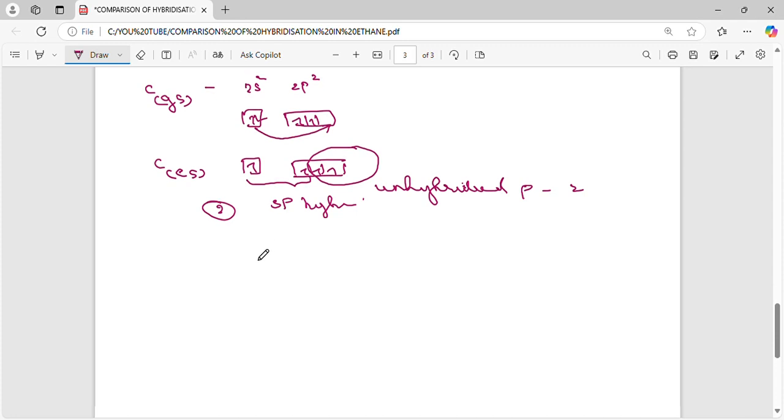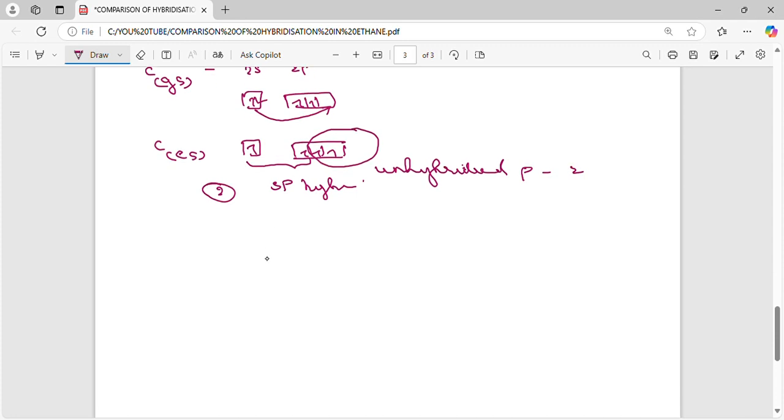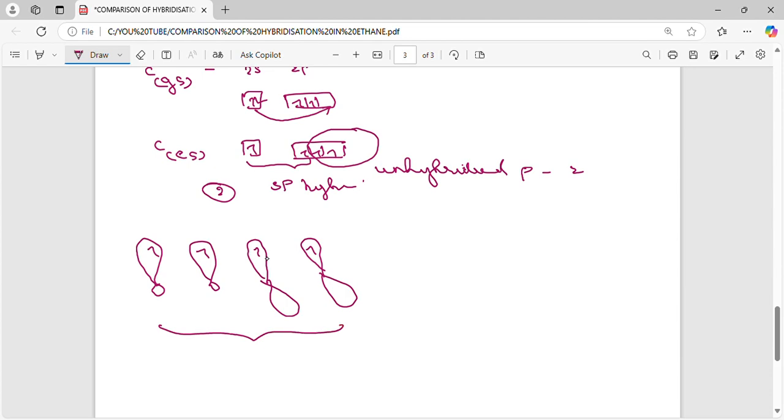So now I am going to draw for the first carbon. For the first carbon, how many hybridized orbitals and how many unhybridized p orbitals are there? There are two hybridized orbitals, so 1 and 2, and there are two unhybridized p orbitals also, 1, 2. Hybridized orbitals have a big lobe and a small lobe, but unhybridized orbitals have the normal dumbbell shape, and each orbital has a single electron. This is for the first carbon.